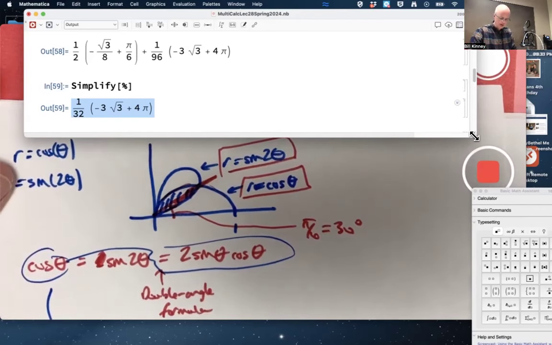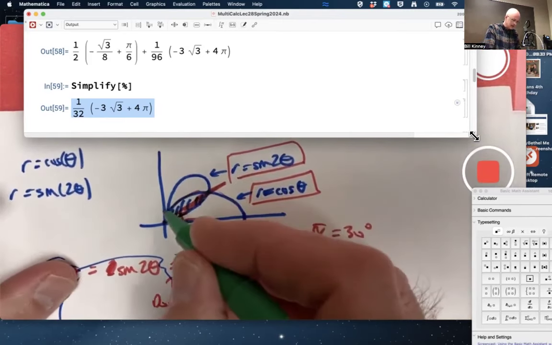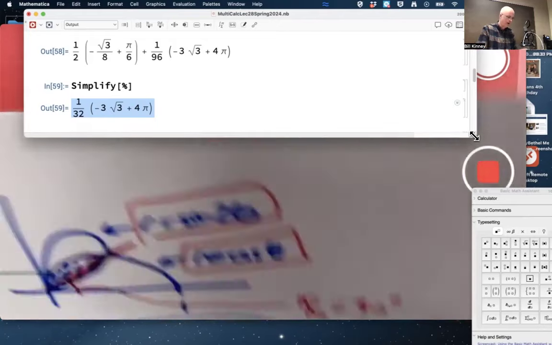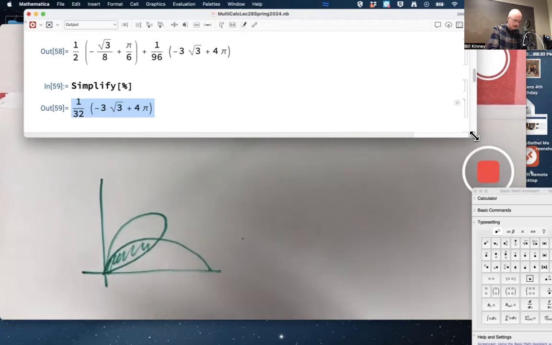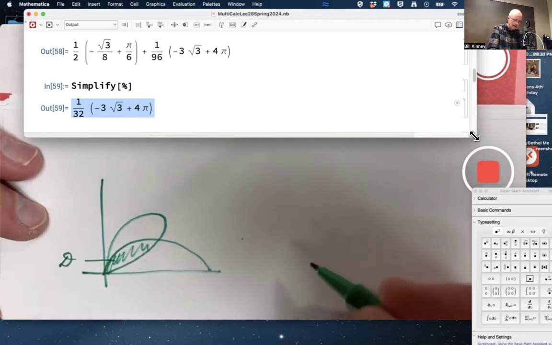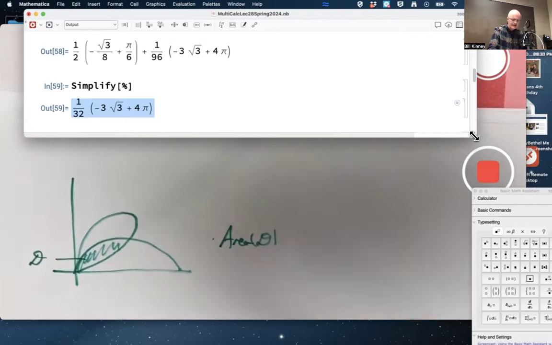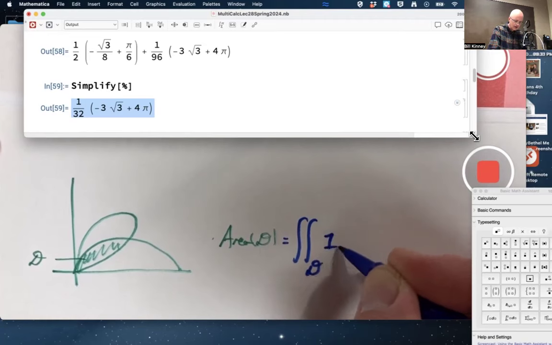So we'd have to do a double integral over this region. Let's call this region D for domain. I'll redraw it. There's D. The area of D is the double integral over D of the constant function 1.